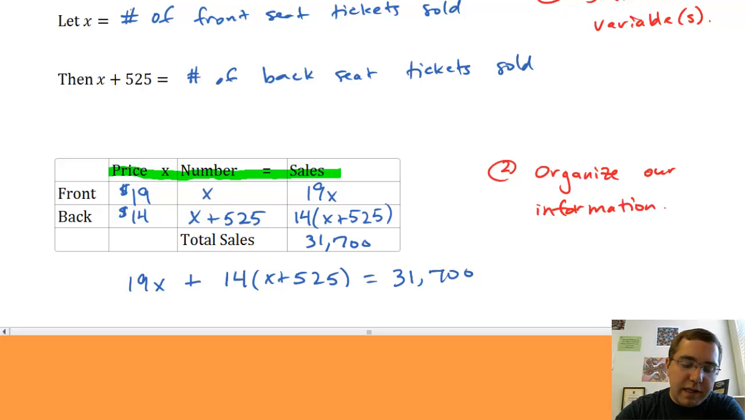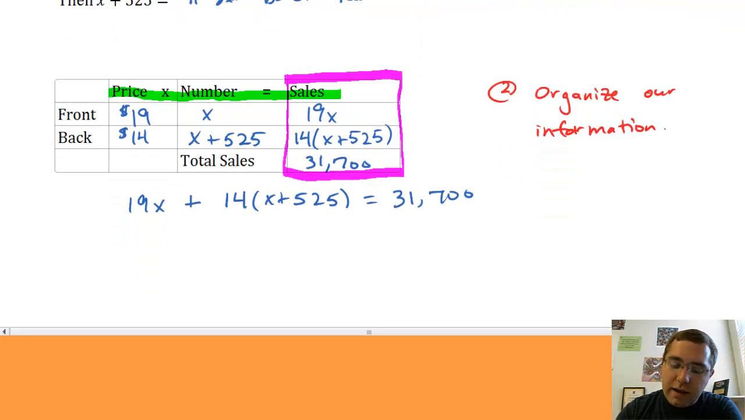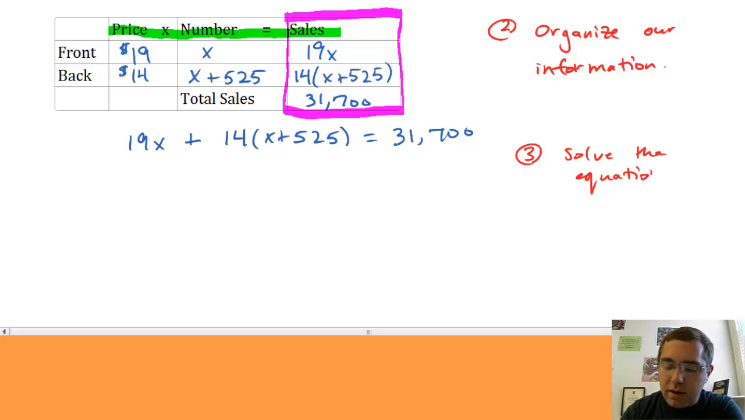So I can get that very easily from my table. So that's what the table is useful for. Organize the information in a way that I can discover a relationship between it that will lead to an equation. Now that I have the equation, step number 3 is to solve it. Solve the equation. Okay? Well, I know how to solve this.